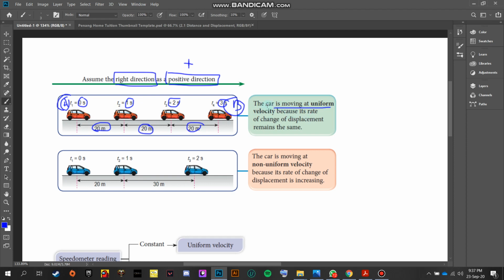As you can see, the car is moving in a uniform velocity because its rate of change of displacement remains the same, meaning its rate of change of displacement over dt equals 0. The rate of change of its displacement, this is not a circle, this is 0. It's always 0. That's why it's moving in a uniform velocity.